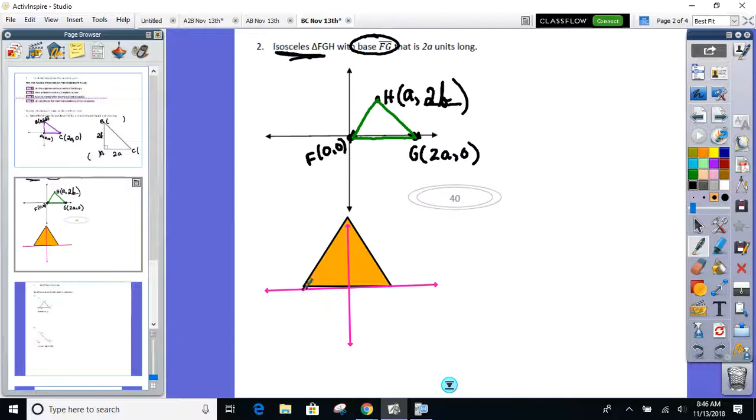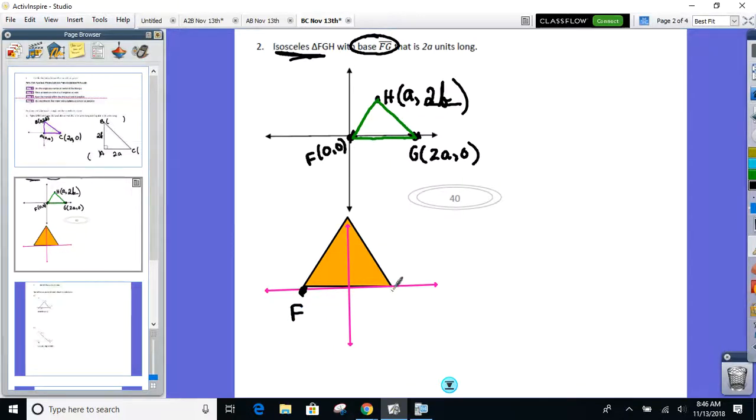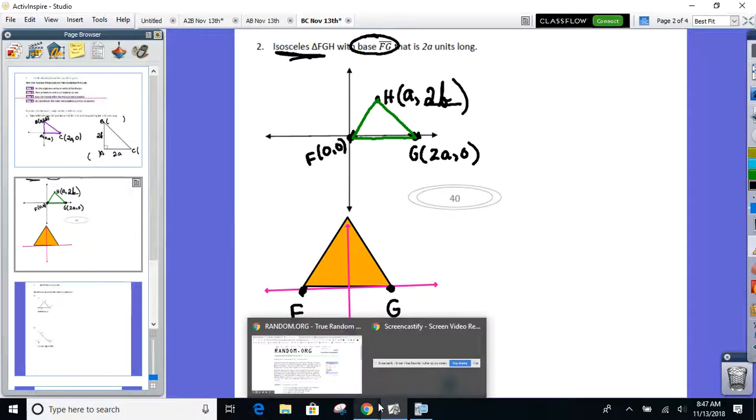So here is still F, G, but what would my new coordinates have to be now? Because remember, it's still got to be a length of 2A. Still got to be a length of 2A. And I kind of want the y-axis right in the middle, too. All right, Roman, what do you got for me?